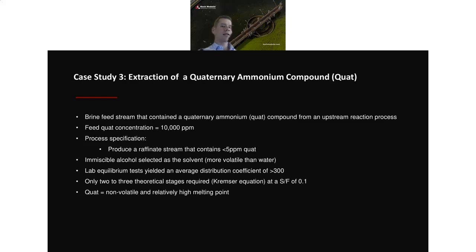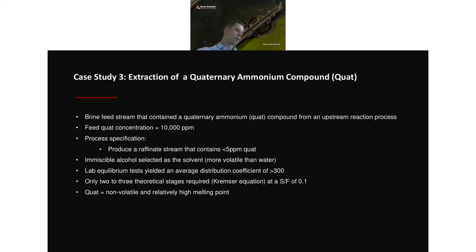The last case study I'm going to discuss today is one where we're looking to extract a quaternary ammonium compound from a brine feed stream. This feed stream contained 10,000 parts per million of that quaternary ammonium compound, which I'm just going to call a QUAT for short. The goal here was to produce a raffinate product stream that contained less than 5 parts per million QUAT.